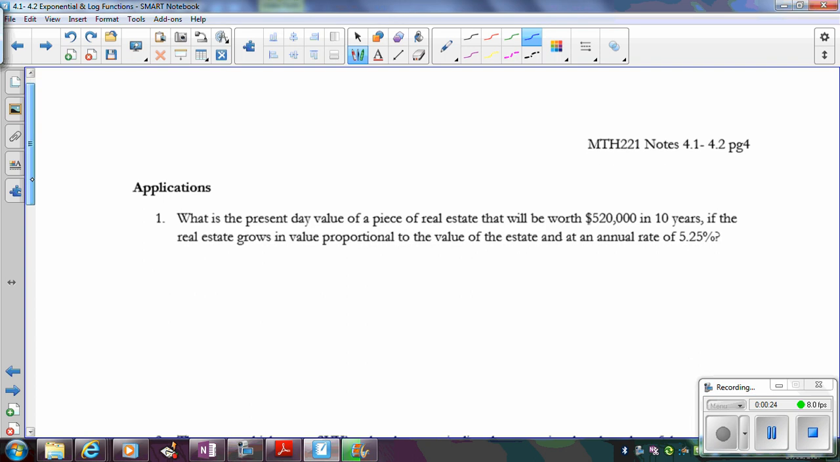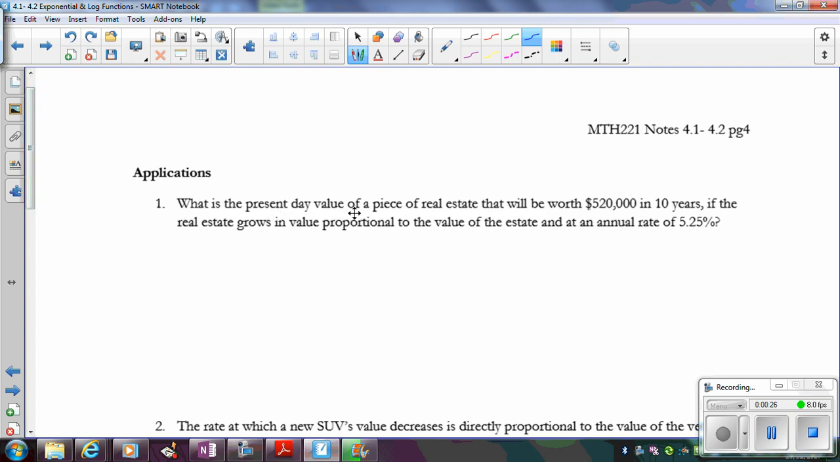When I read this problem, it says, what is the present day value of a piece of real estate that will be worth $520,000 in 10 years if the real estate grows in value proportional? That is my keyword here: grows in value proportional to the value of the estate and at an annual rate of 5.25%. So this tells me I need to use amount equals the initial times e to the rt. So the PERT formula is what I need to use.